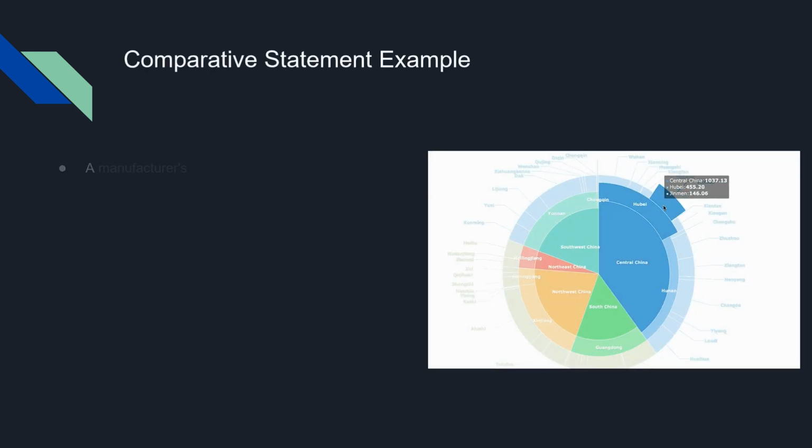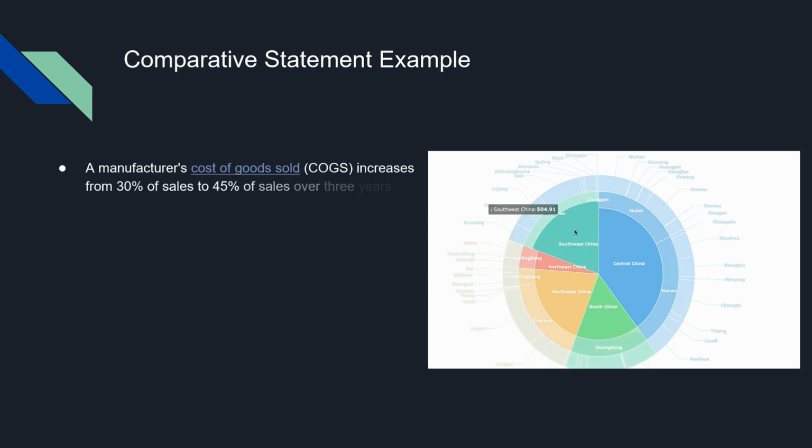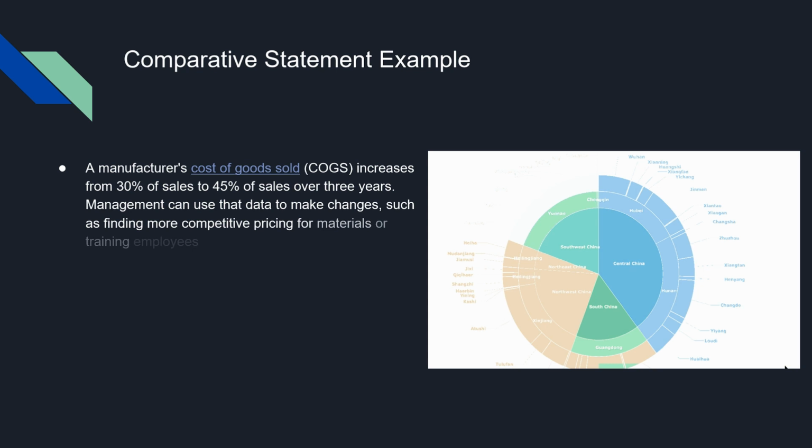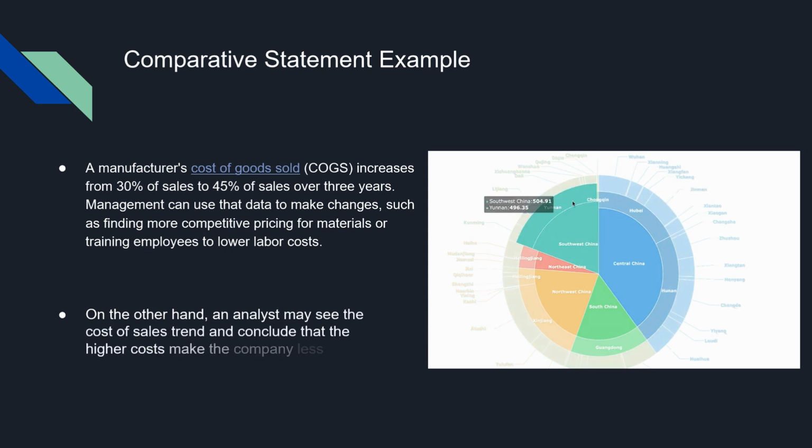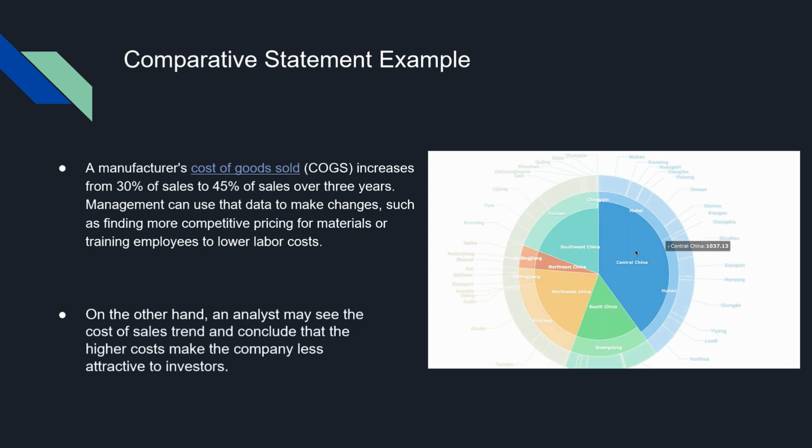Comparative statement example. Assume, for example, that a manufacturer's cost of goods sold (COGS) increases from 30% of sales to 45% of sales over 3 years. Management can use that data to make changes such as finding more competitive pricing for materials or training employees to lower labor costs. On the other hand, an analyst may see the cost of sales trend and conclude that the higher costs made the company less attractive to investors.